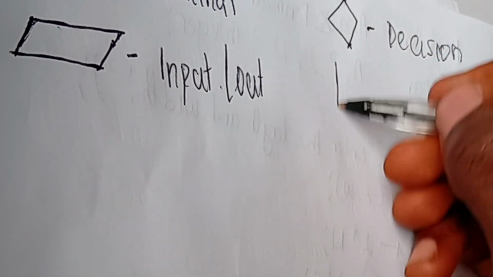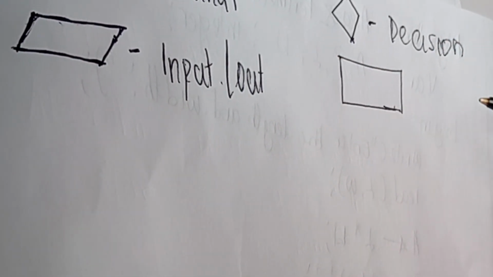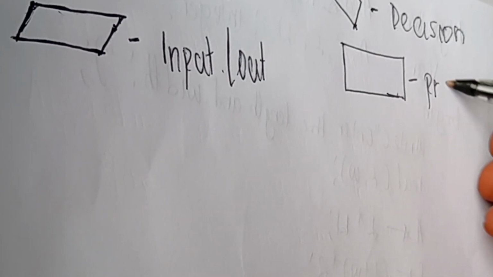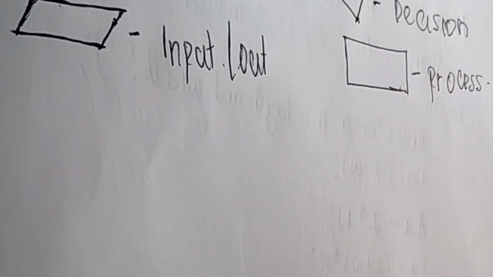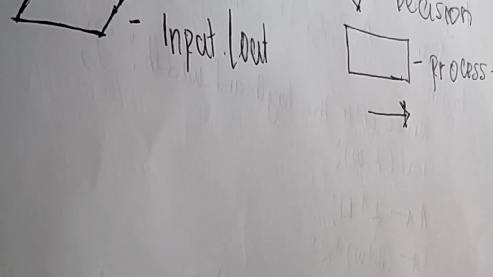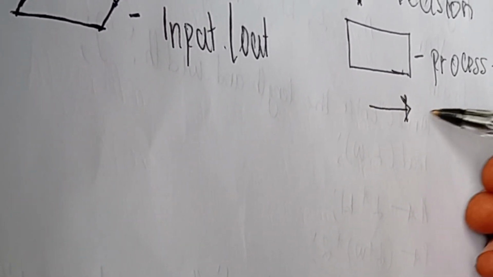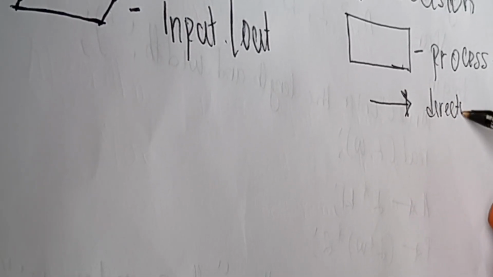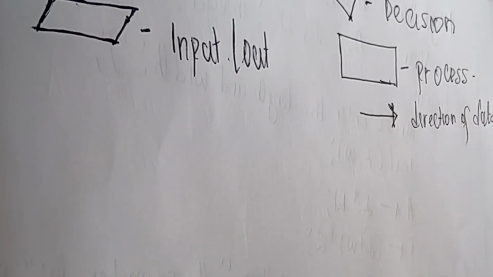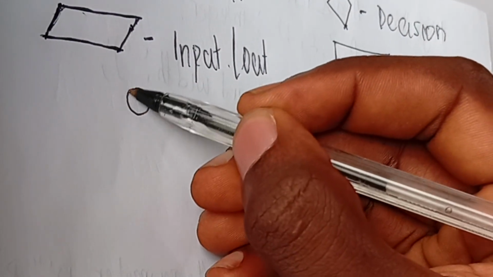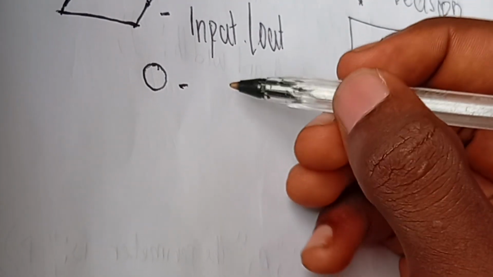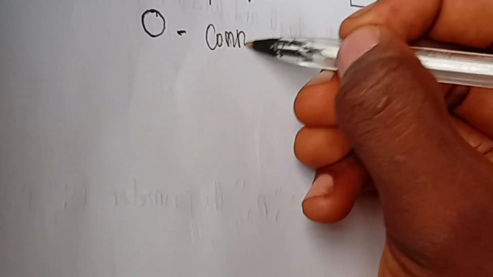Then another shape we want to look at is this rectangle. It signifies a process. Well, let's not forget the most important, the arrows. These arrows show the direction of data flow. And there's this one last small guy. This is a circle. This is an oval and this is a circle, and the circle signifies a connector.